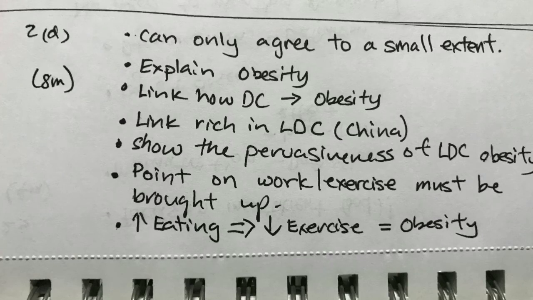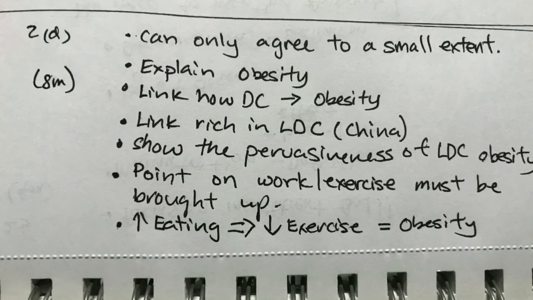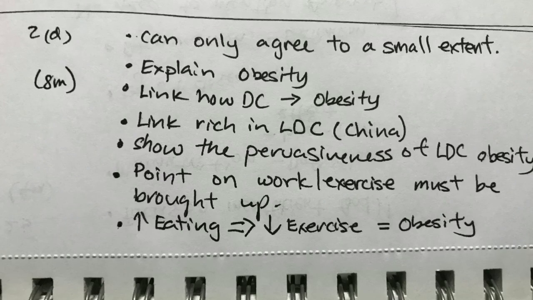Now, for this question, the first thing you need to do is explain obesity. What exactly is it? How do you achieve obesity? And what is the link between DCs and obesity? Following that, you need to, as part of your first contrast factor, show that there are LDC countries that have a portion of the people who suffer from obesity as well. However, the quantity being small has to be highlighted.